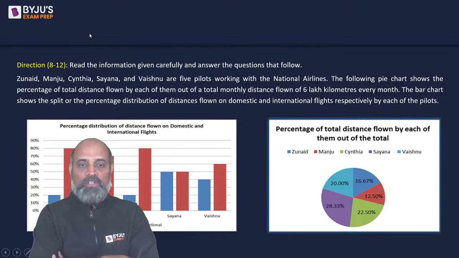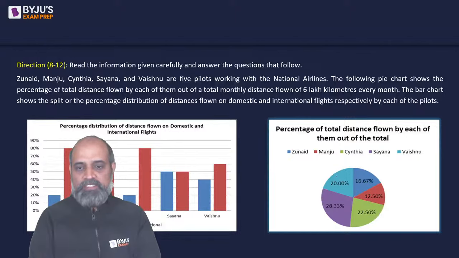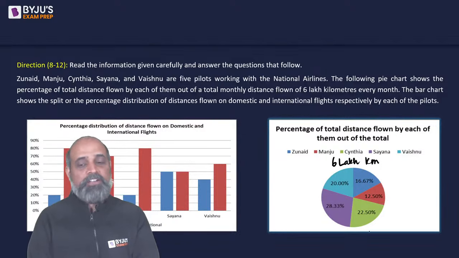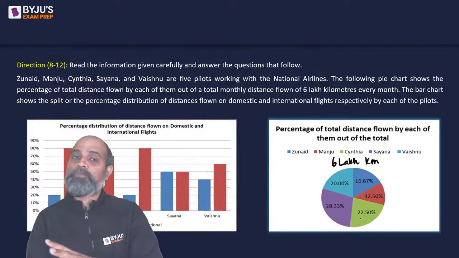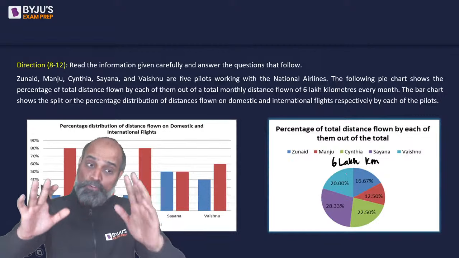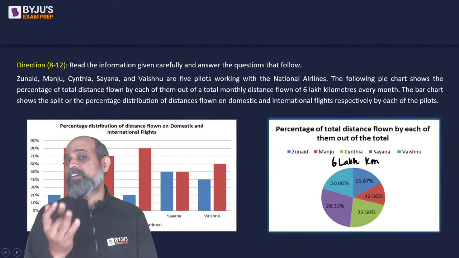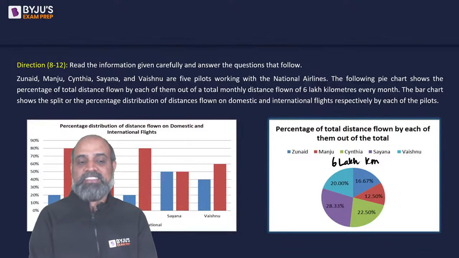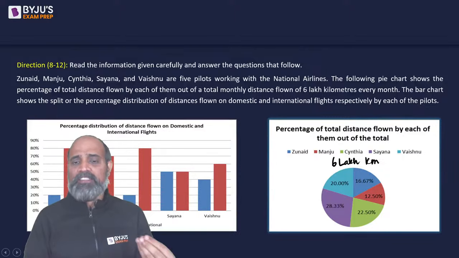Okay, so first of all what we have is the total distance flown is 6 lakh kilometers, right? Out of those 6 lakh kilometers, these are the percentage breakup as to how many kilometers each of these 5 people flew. Out of those kilometers, the further percentage breakup of the distances that they have covered, domestic or international, is given in the bar graph. So in order to understand this, let's take an example.